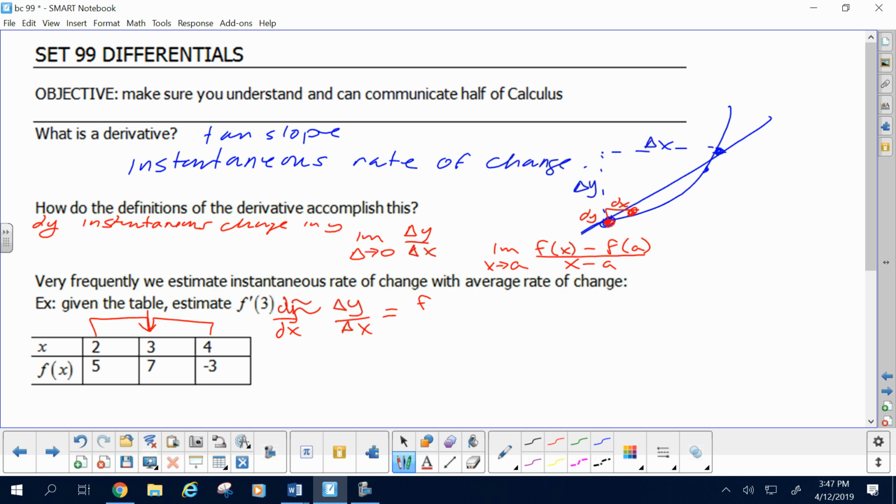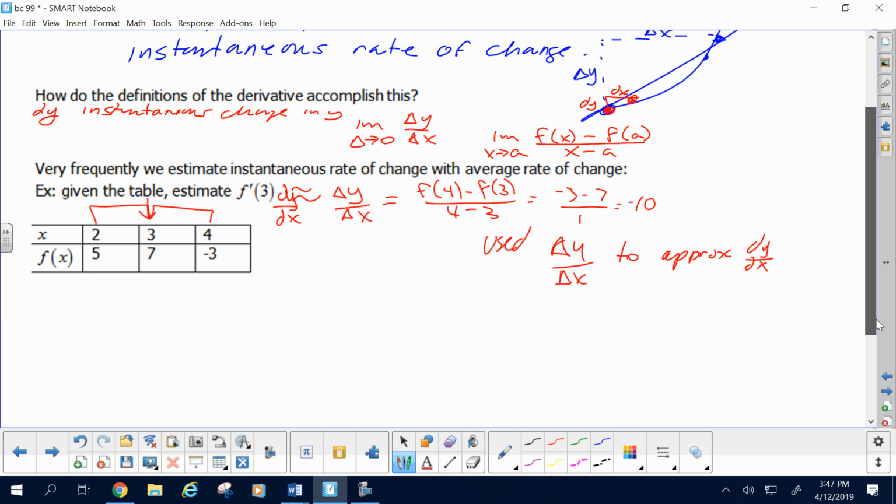Let's say we use 3 and 4. f at 4 minus f at 3 over 4 minus 3. That might say that the slope is something like negative 3 minus 7 over 1, or negative 10. We might get a different answer if we estimated between 2 and 3. Now, in this case, we used delta y over delta x to approximate dy dx. That's in the past.